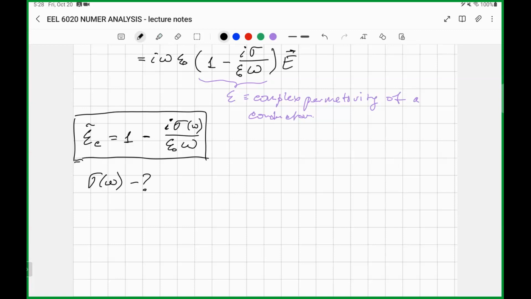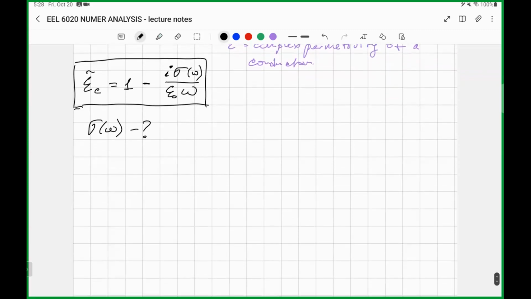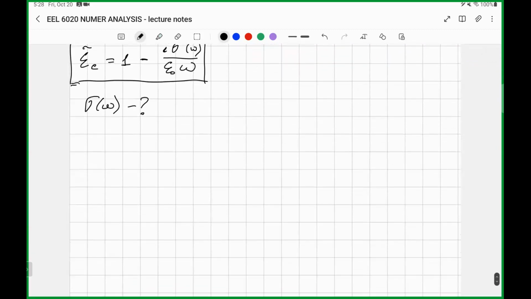There are different models to describe conductors, for example, metals. One of the most important models is known as the Drude-Sommerfeld theory. And I suggest that we discuss this Drude-Sommerfeld theory because of its high importance. So we consider the Drude-Sommerfeld theory of metals.